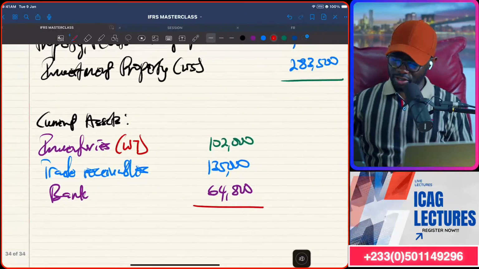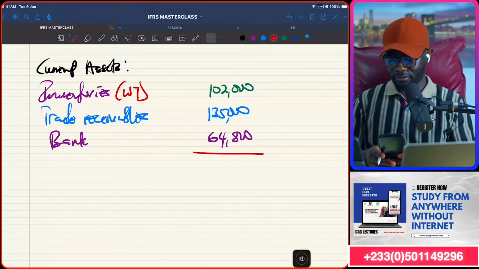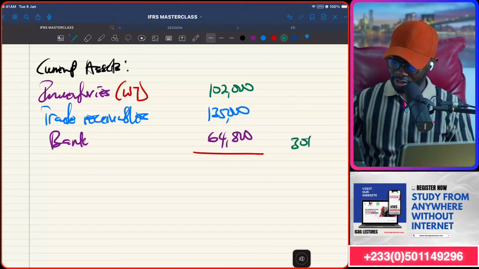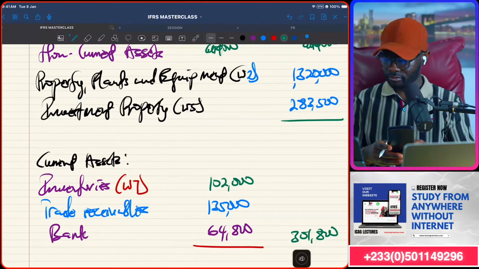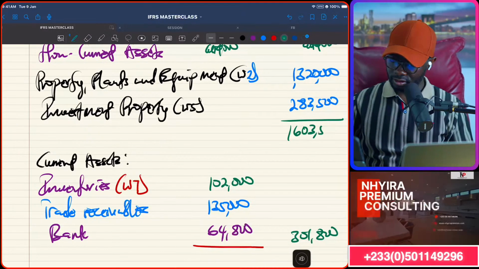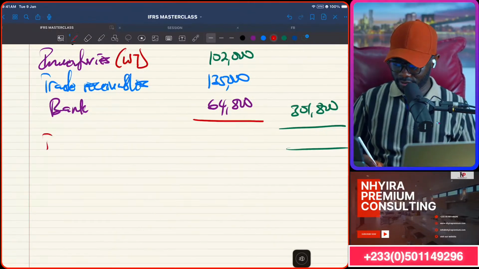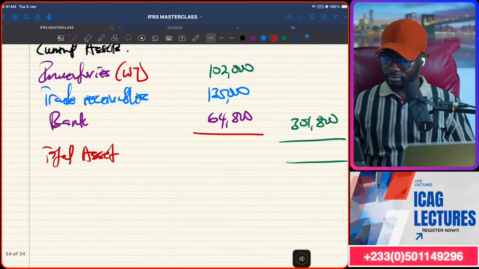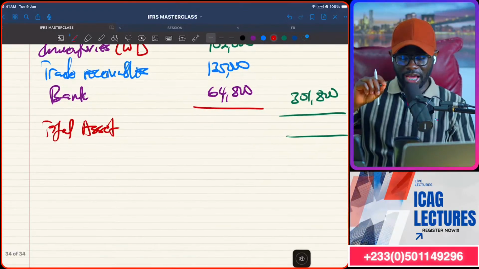So let's add the pieces together now. 102, 123, 135, 123, 64,800, and that is 301,800. Then the non-current assets total 1,603,500. So we add it up to get our total assets. Sorry, total assets: 1,603,500 plus 301,800, and that is 1,905,300.